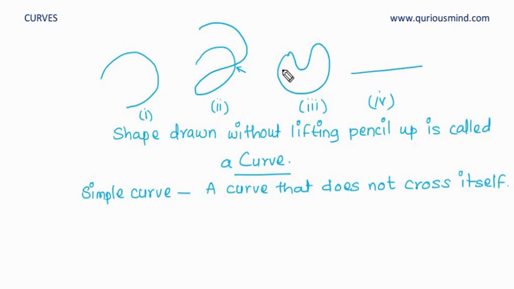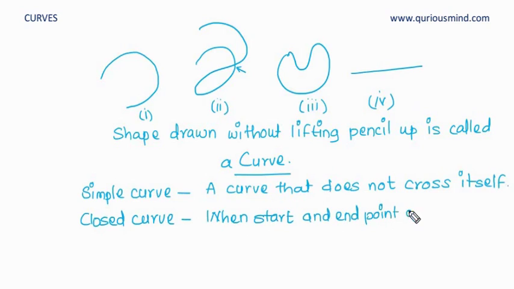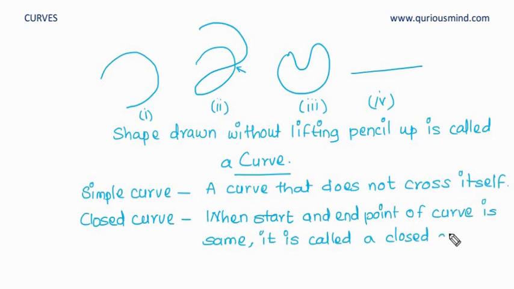But what is the difference between 1 and 3? The difference between them is that here the start and end points are different, not joined. Whereas here the start and end point is the same. They join each other. So when the start and end points of a curve join each other, it is called a closed curve. So this is a closed curve. Number 3 here is a closed curve.